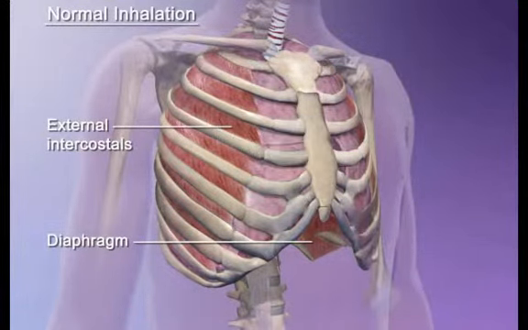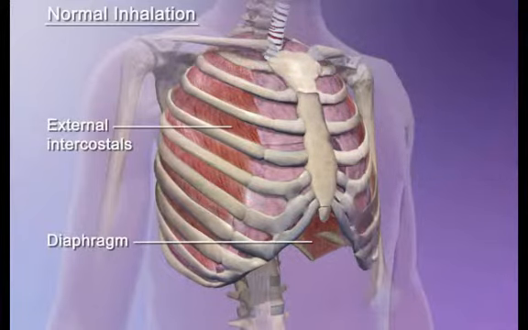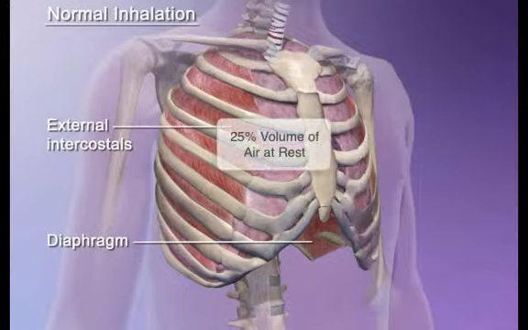Contraction of the external intercostal muscles assists in inhalation by raising the ribs and sternum like a bucket handle upwards. Due to the nature of the articulations between the ribs and the vertebrae, superior movement of the rib cage increases the depth and width of the thoracic cavity, increasing its volume. This action contributes roughly 25% of the volume of the air into the lungs at rest.